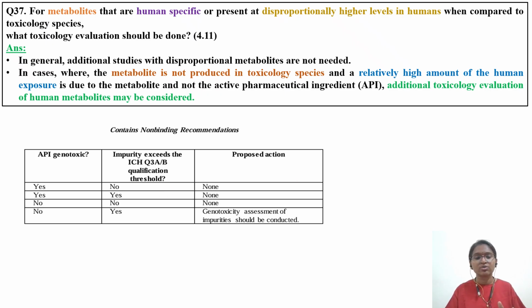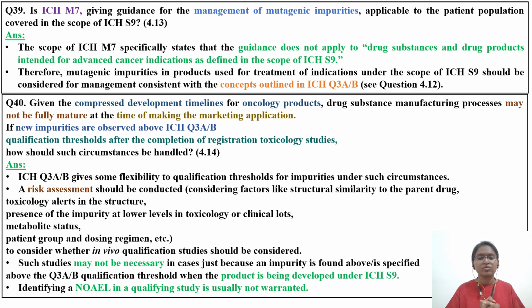Okay, now we'll go to question number 39. As I told, the next two slides we'll be discussing with respect to impurities. So what is this question? Is ICH M7 giving guidance for the management of mutagenic impurities? The ICH M7 guideline is specifically for mutagenic impurities, applicable to the patient population covered under ICH S9.